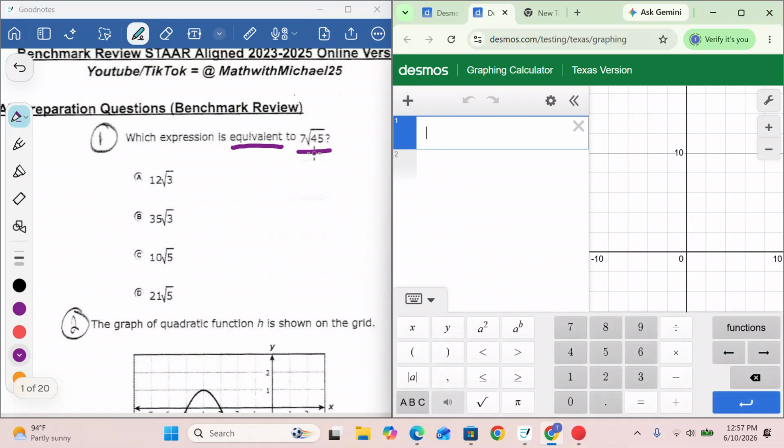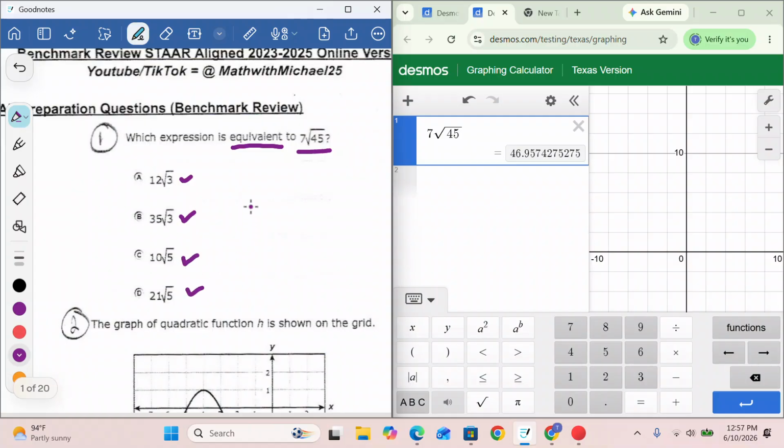input 7 square roots of 45. That's it. So it's 7 square roots of 45, and that gives you a value like that, 46.95. So then what you're gonna do is you're gonna check every single one of these to find out which one is equivalent, and whenever you find one that is equal, then that is the correct answer.